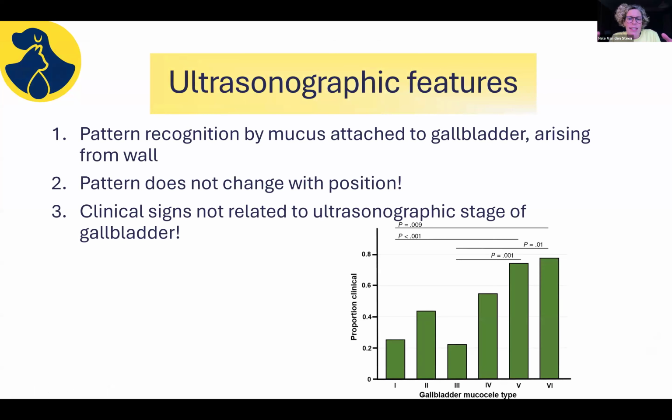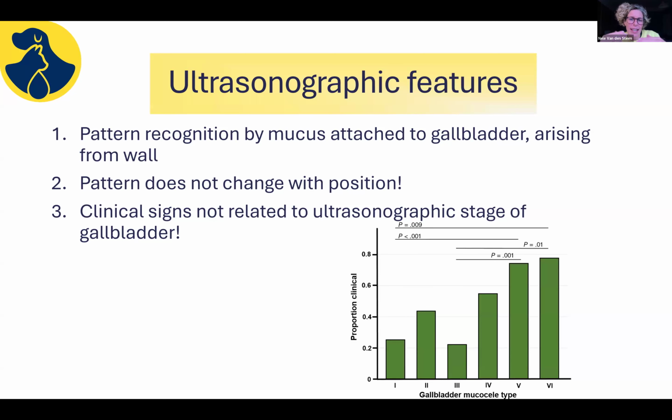Now, the second feature that is essential before you can definitely diagnose the earliest stages of gallbladder mucocele is: is this just sludge, or is there some mucus there? What you see is, when you do the ultrasound and then after 10 minutes go back and check the ultrasonographic appearance of that gallbladder, if it is sludge, it tends to settle down.